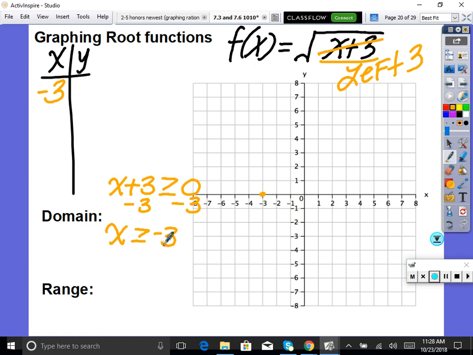So then, if that's true, wouldn't it be starting at negative 3 to infinity? X value is greater than or equal to negative 3. Are we good? Range would still be 0 to infinity because it didn't shift up and down at all. All right, let's go on to cube roots.